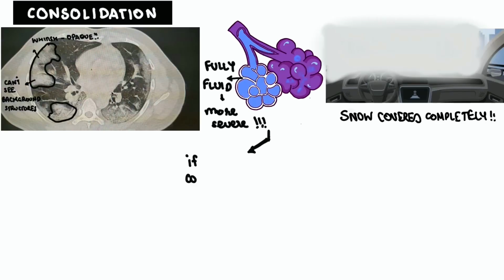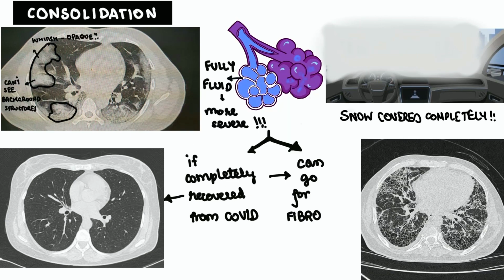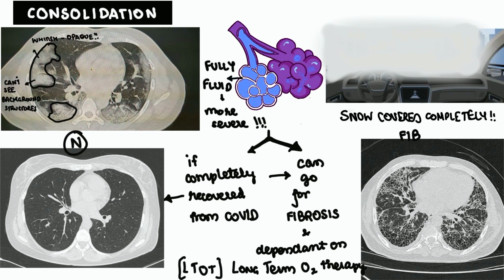So after 2 weeks, what happens? If it is completely cleared by our immune system and drugs, it comes back to normal. Or they can also go on to fibrosis and be dependent on long term oxygen therapy, which is a post COVID sequel. Yes. So now can you understand that the timing when you do a CT is important? Because for these changes to happen, it will take at least 1 to 2 weeks. So get your CT scans done at the right time so that you can prognosticate better.